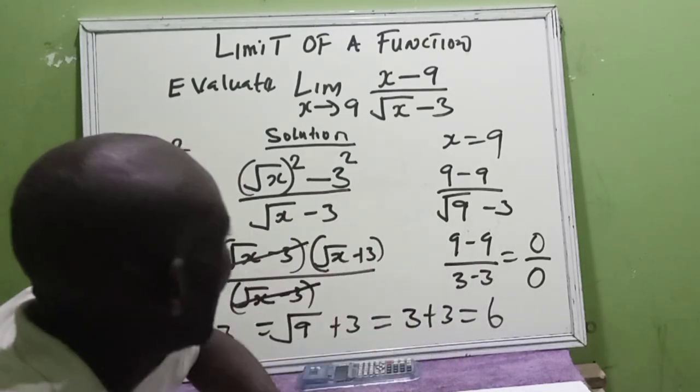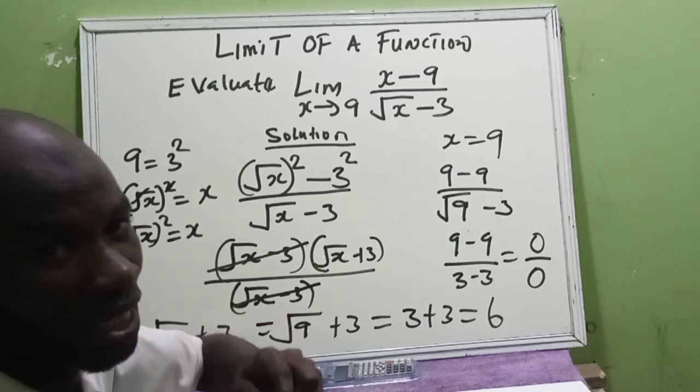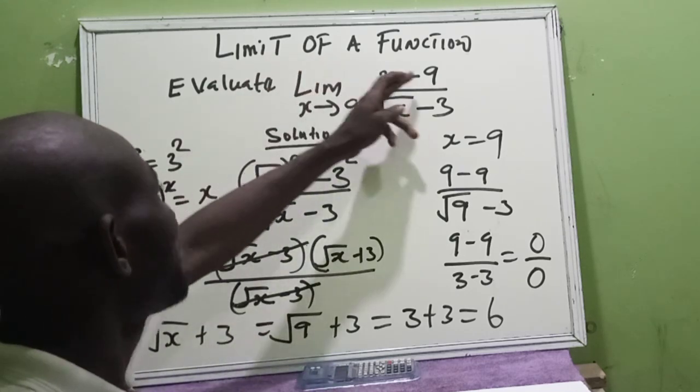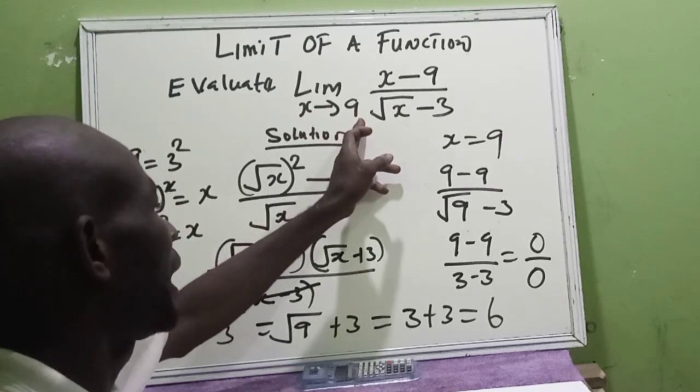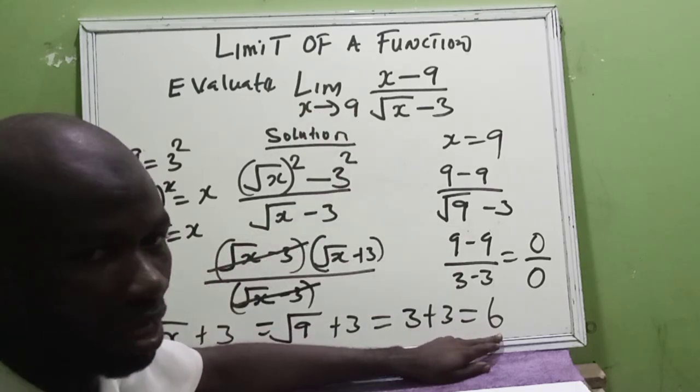So it means that the limit of (x minus 9) over (root x minus 3) as x tends to 9 is equal to 6.